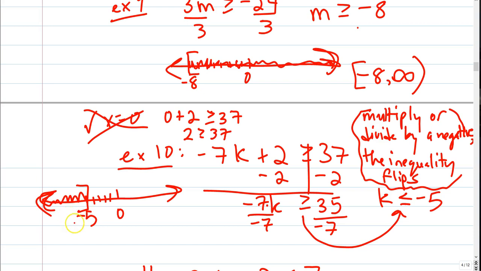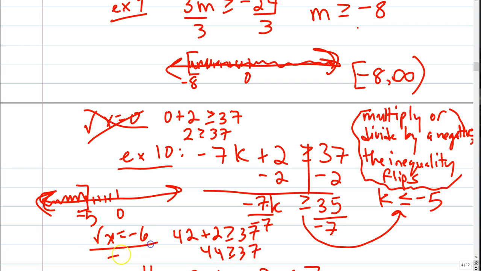See, we graphed and we shaded negative 6. Check x equals negative 6. Negative 7 times negative 6 would be positive 42 plus 2 is 44, greater than or equal to 37. See, that is true. That's the direction we shaded.